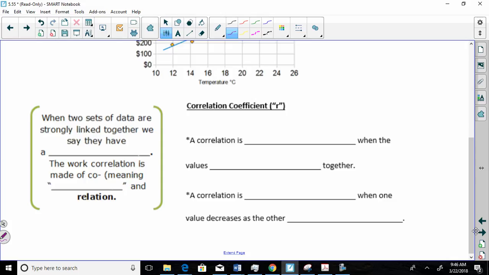Who else can give me an example of something that's correlated? Anything. Nothing? Can't think of anything?